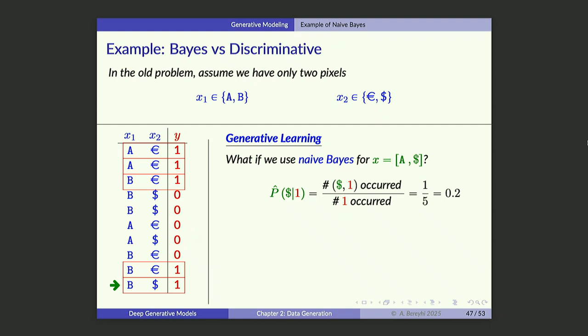Same thing is going to happen when I change the label. OK. So I already have P of A given 1 and P of $ sign given 1. So I'm going to multiply them.